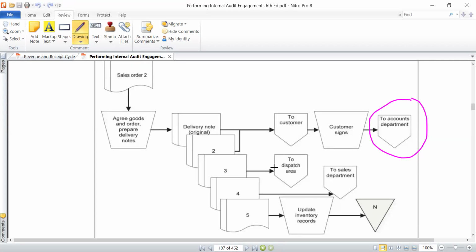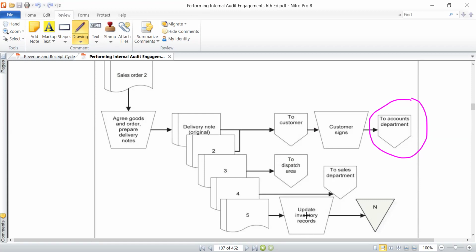The dispatch area is where the trucks would leave the company premises and exit to deliver the goods to the customer. Then there's another copy that is issued to the sales department. Why to the sales department? To alert them that, look, the goods that the customer ordered, we have now delivered them, or we've actually loaded them to the trucks for delivery. That's why this copy is sent to the sales department.